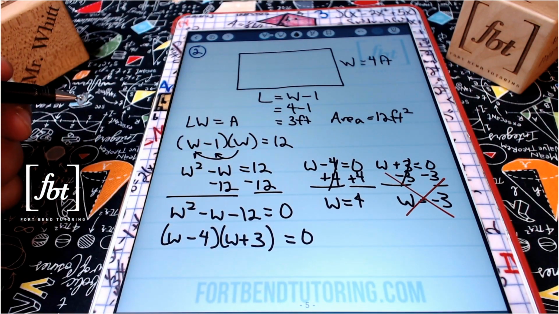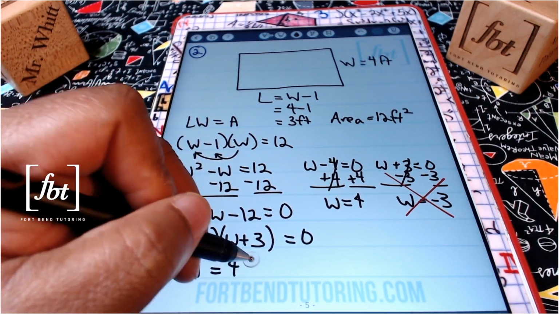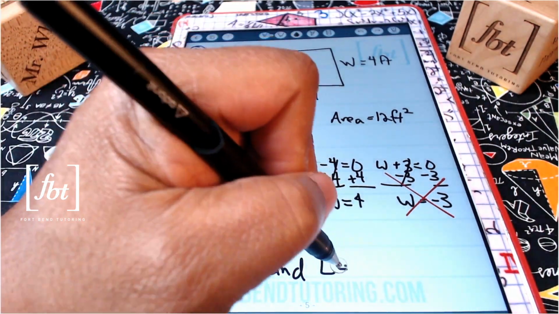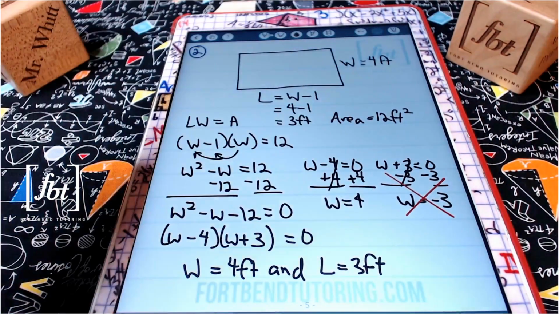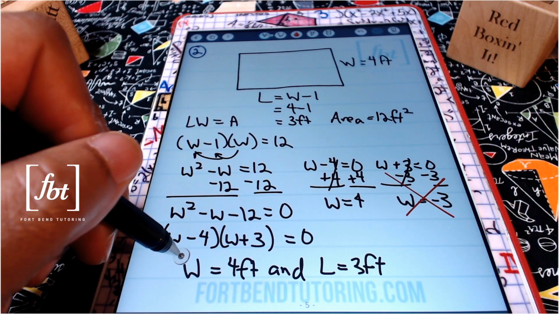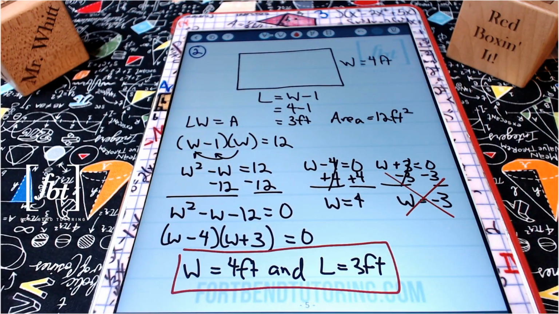Okay, so if we were to write this out, we can simply say that we have a width of 4 feet and we have a length of 3 feet. All right, and these will be the dimensions of our word problem for problem number 2. Red box it. All right, guys, that's problem number 2, and moving on.